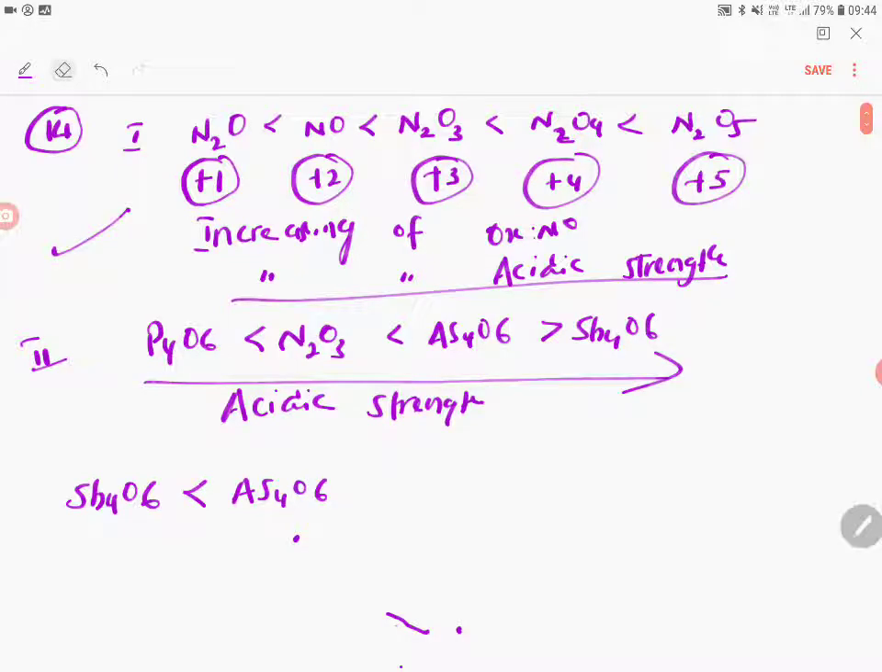So both these are amphoteric in nature, but still this is a small, minute difference in the acidic strengths, which is due to the size of the atom. Okay, next. So these are amphoteric. Both are amphoteric.